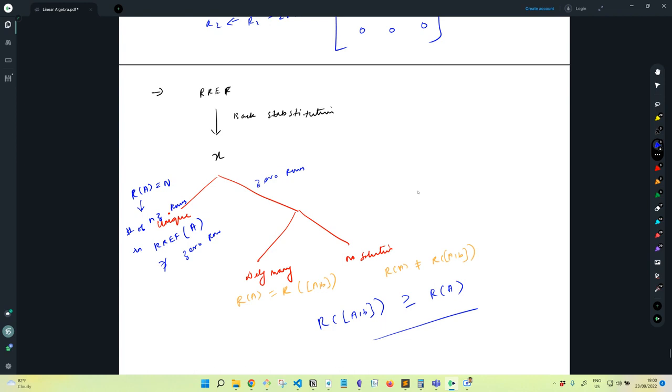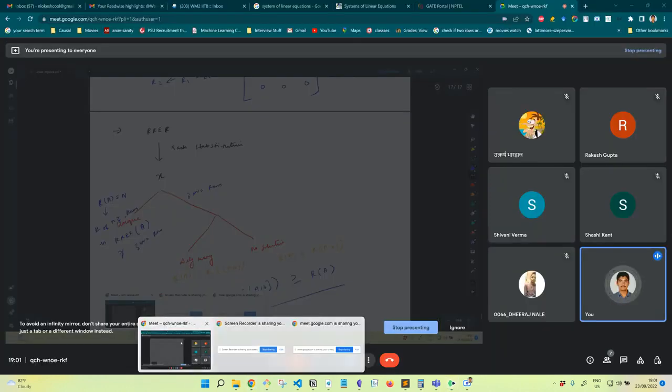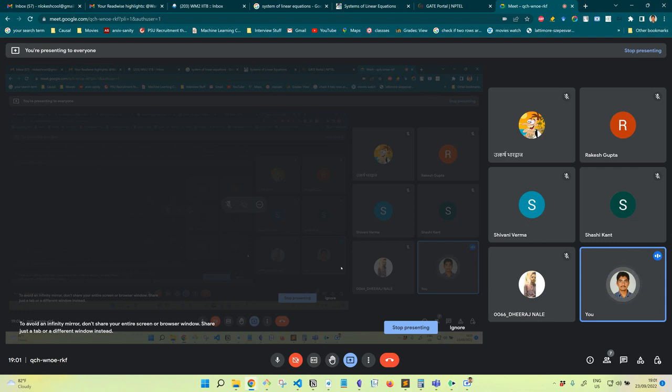Is this diagram clear to all? Is there any doubt? Okay, I assume there is no doubt.